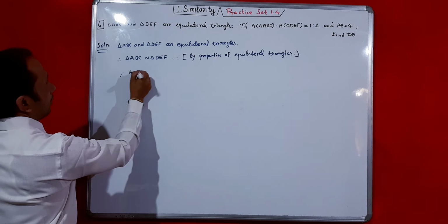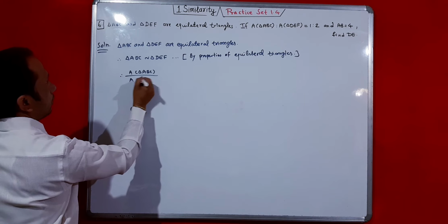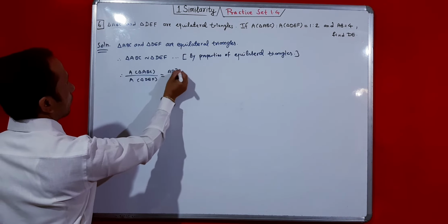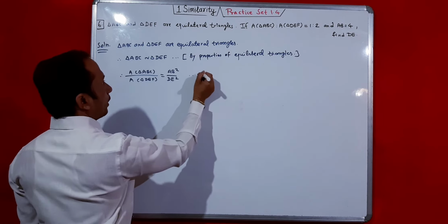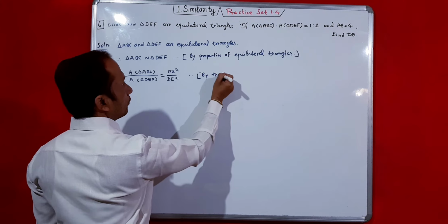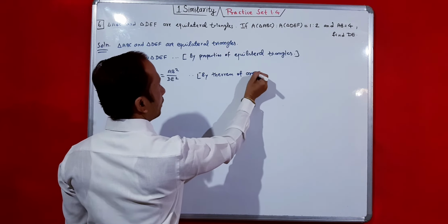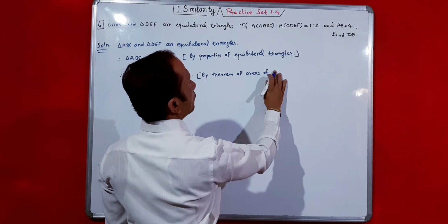Therefore the area of triangle ABC upon the area of triangle DEF is equal to AB square upon DE square, by the theorem of areas of similar triangles.